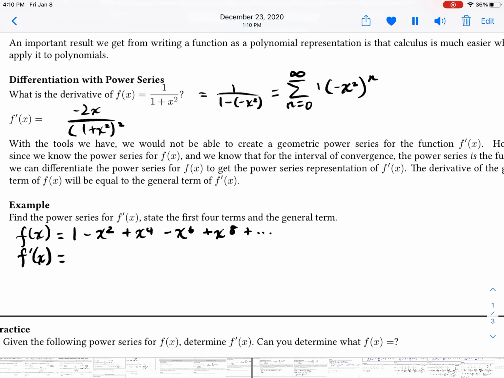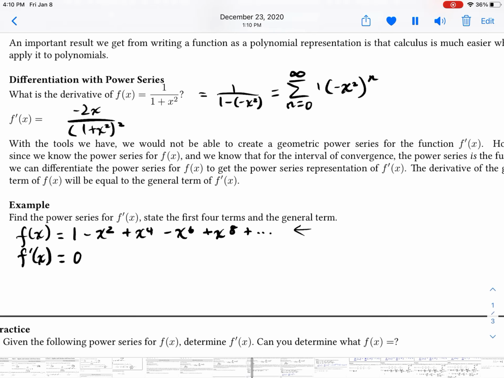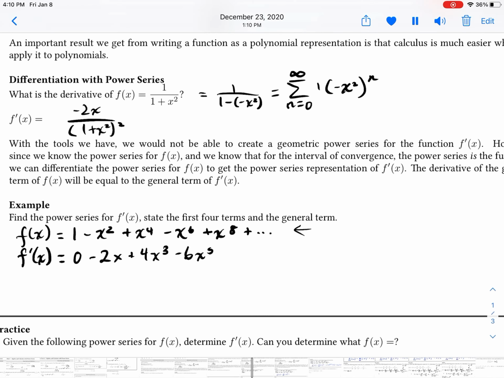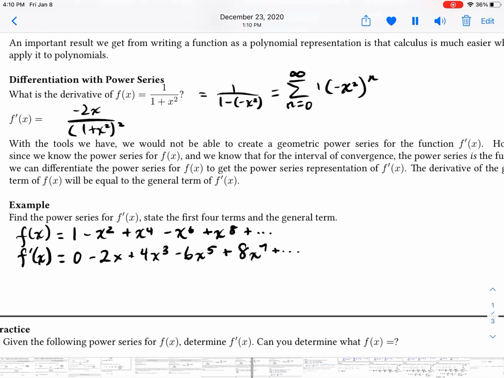But what we just observed was, hey, if this function here is the derivative of this function, that means the derivative of this series here would be simply this power series for f prime of x. So let's just differentiate each term. We've got 0 for the first term. The next term would be negative 2x plus 4x cubed minus 6x to the 5th plus 8x to the 7th, and this would continue, right? So differentiating the power series gives us the power series of the derivative of the original function, okay?